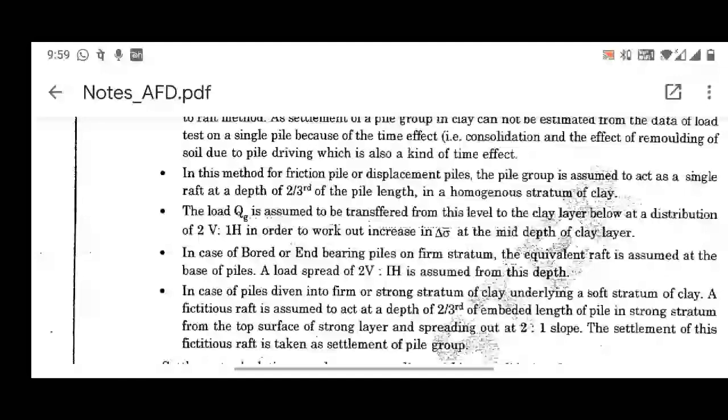So whatever we are doing, basically we are doing just for the sake of finding out the increase in effective stress. Now in case of bored or end bearing piles on firm stratum, the equivalent raft is assumed at the base of the pile. A load spread of two vertical to one horizontal is assumed from this depth, right? So we have to use this equivalent raft approach, where we are generally considering a load spread of two vertical to one horizontal.